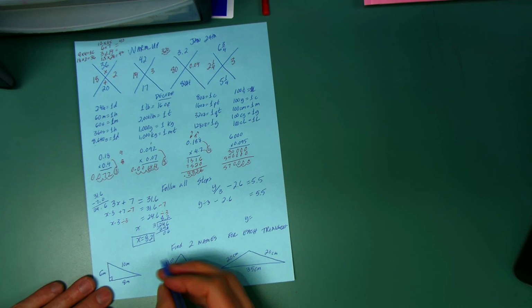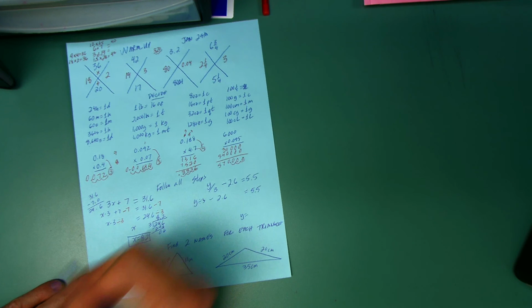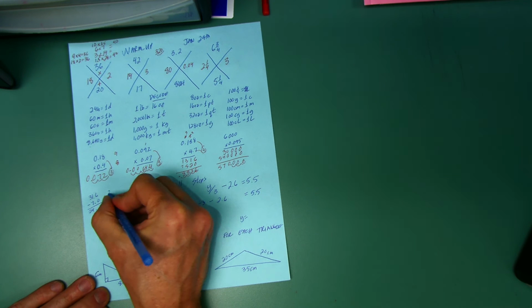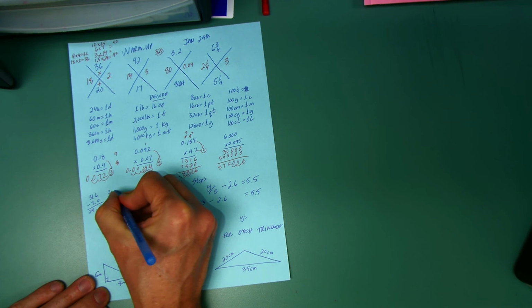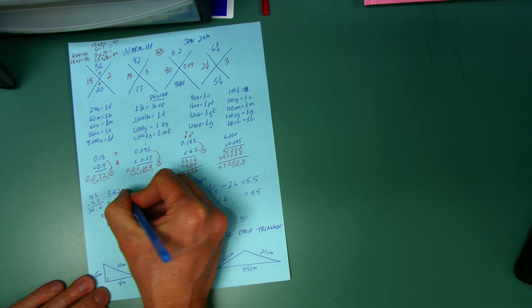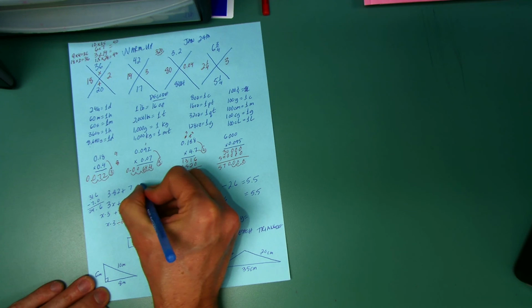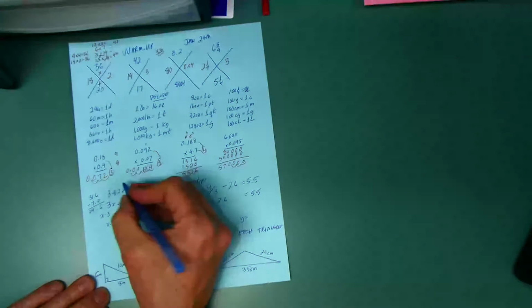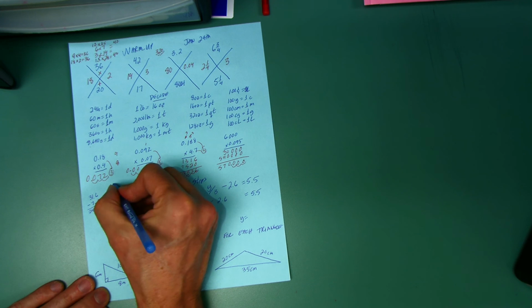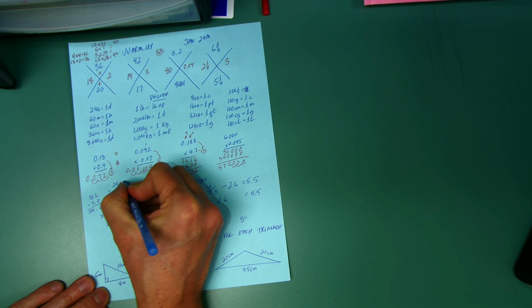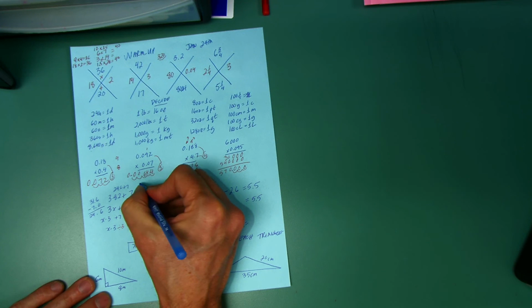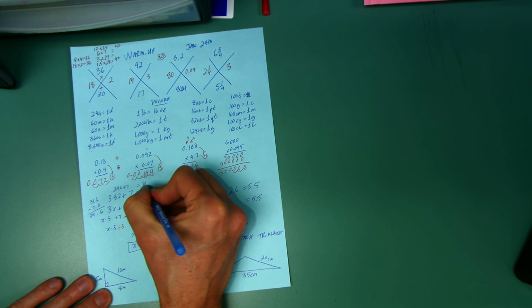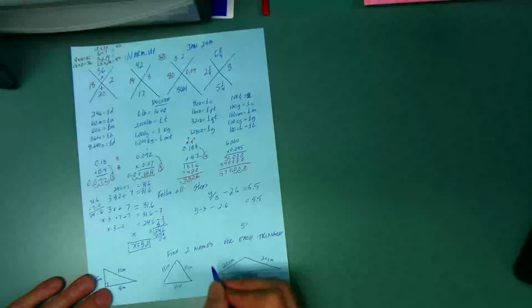Are you done? You should go back and double check, right? Go check and see if 3 times 8.2 plus 7 equals 31.6. 3 times 8 is 24, and 3 times 0.2 is 0.6. And 24 plus 7 is 31. Boom, it works. All right.